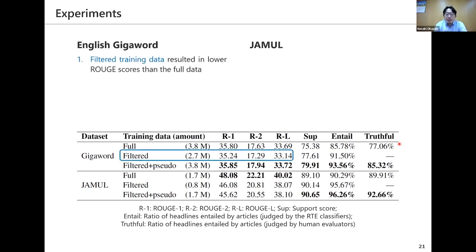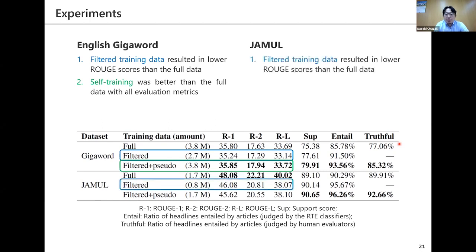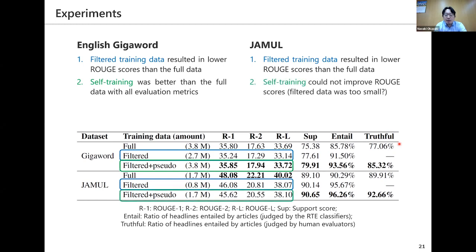On English Gigaword, filtering training data resulted in lower Rouge score than using the full data. However, the self-training strategy was effective, achieving a better result than the full data. In contrast, on the JAMU dataset, filtering training data again resulted in lower Rouge score than using the full data. In addition, self-training could not improve the Rouge score, probably because the training data was too small for building the initial headline generator.